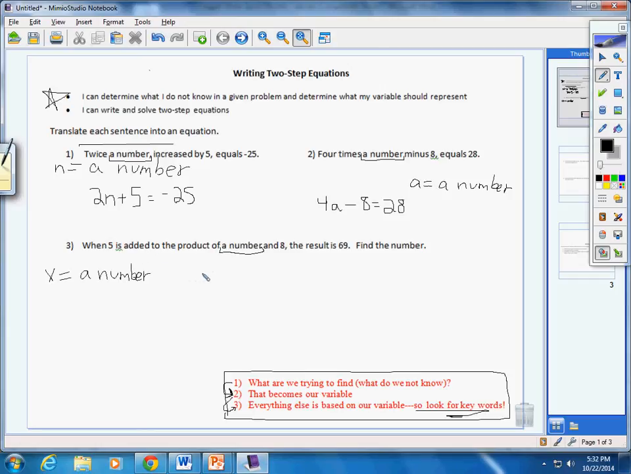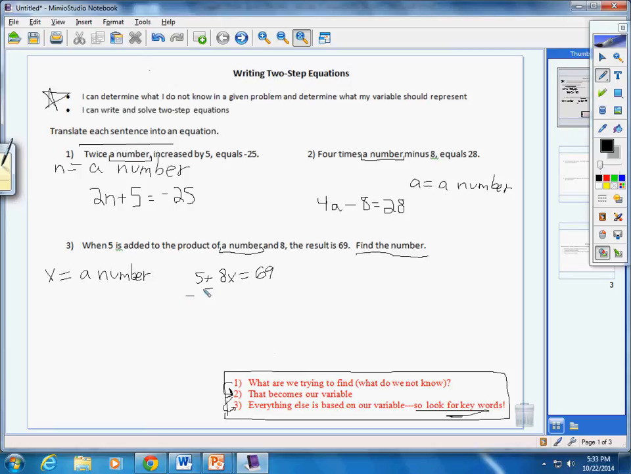So when 5 is added to, 5 plus the product of a number and 8, well, a number is x, and 8, since we're talking about a product, it must be 8 times x. The result is 69, so the sum of these two things must equal 69. Now we have our two-step equation, and we're asked to find the number. So we actually are asked to solve this. Okay? So here we are solving a two-step equation.